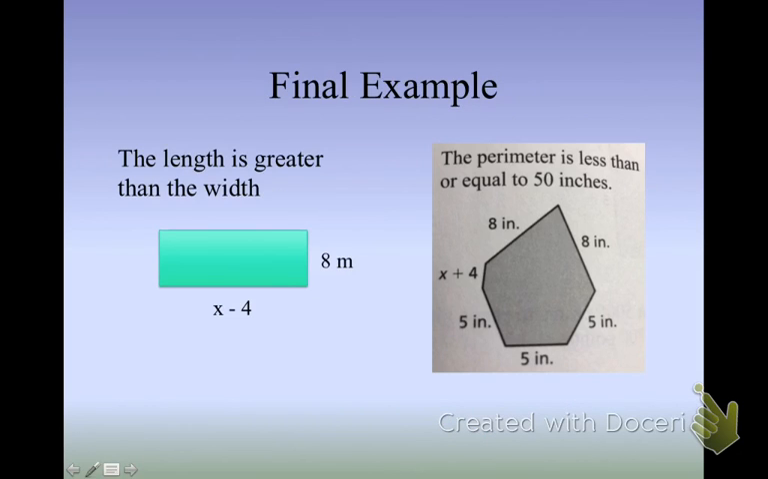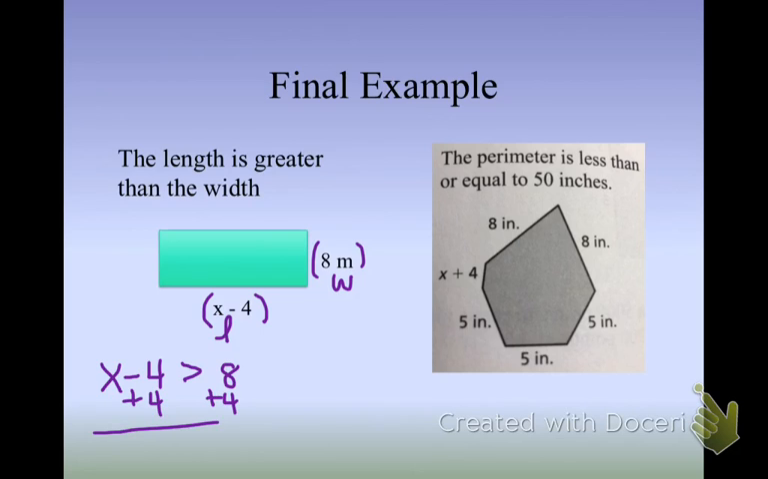Okay, final example. These are a little tricky. The first one over here on the left. It says the length is greater than the width. So we'll look at the longer side as the length and this as the width. So this expression is greater than this. So we write that down. And we have a one-step inequality. Add 4 to both sides, and x will be greater than 12.